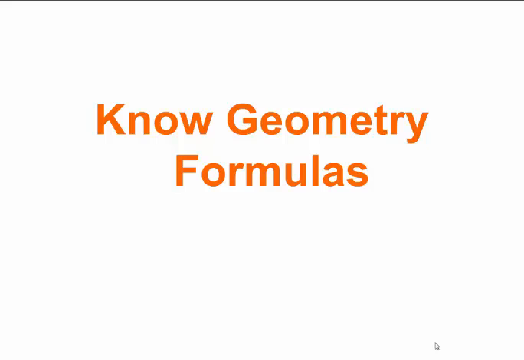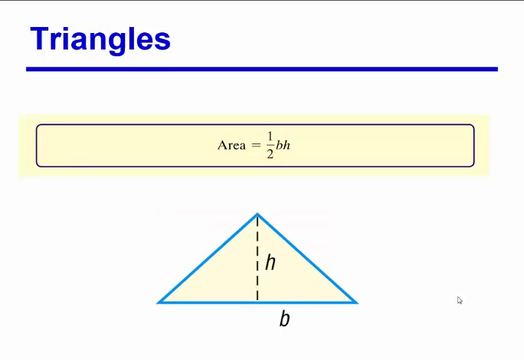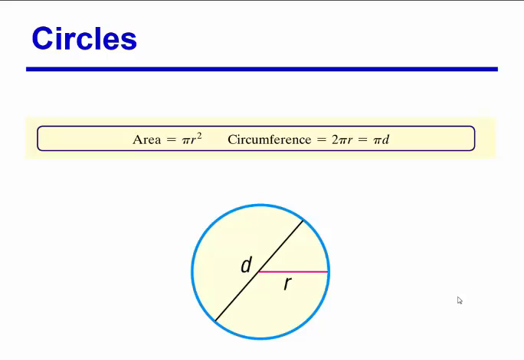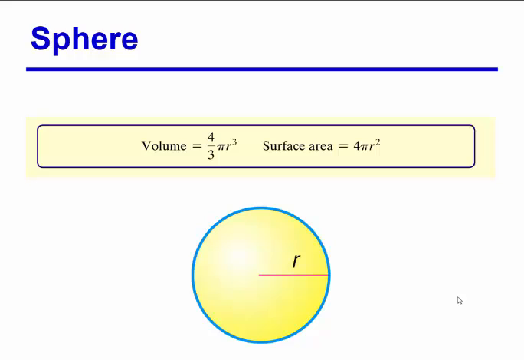So here are some geometry formulas that we're going to use. Area of a rectangle is length times width. The perimeter is 2 times the length plus 2 times the width. Triangle, the area is 1/2 the base times the height. Circle, the area is pi r squared. Circumference is 2 pi r, which is equal to pi times d, where d is the diameter. Closed rectangular box, the volume is length times width times height. Surface area is 2LH plus 2WH plus 2LW. A sphere, the volume is 4/3 pi r cubed, and the surface area is 4 pi r squared.